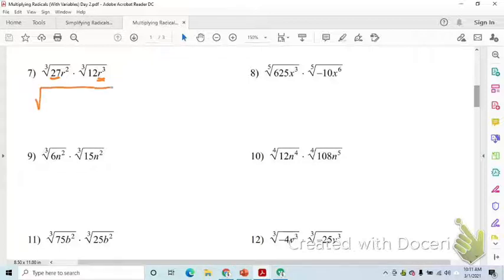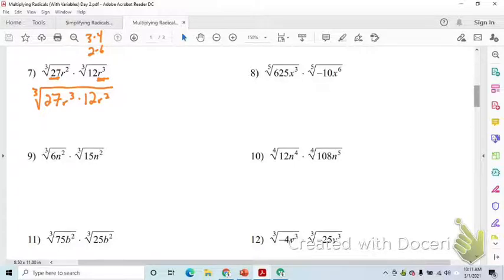Now, 12 does break down to 2 times 6 and 3 times 4, but none of those are cubes. And we're dealing with cube roots here. So I'm going to move the 27 up front. I'm also going to move this r to the 3rd up front. I'm going to leave the 12 and the r squared there because I'm organizing and this way it's going to make things better for me.